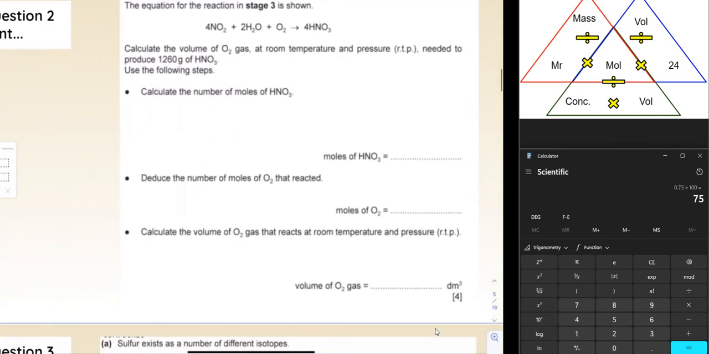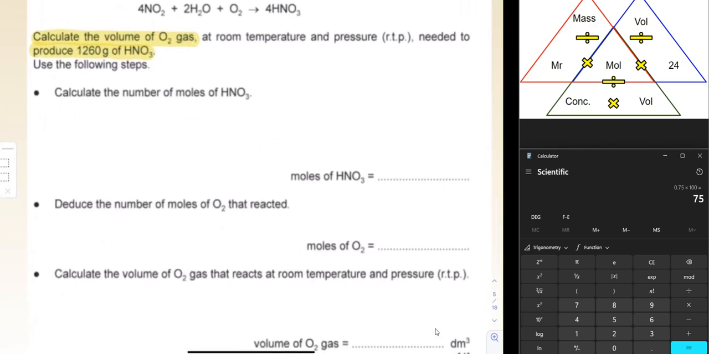Question 2 continued. This is the equation for the reaction in stage 3. Calculate the volume of oxygen gas at RTP needed to produce 1,260 grams of nitric acid. So again, we're just going to call on our table method here. And if you wanted to, you can just do the table method in any place on the question paper. So I'm going to show you where I would do it if I was writing on the actual question paper.